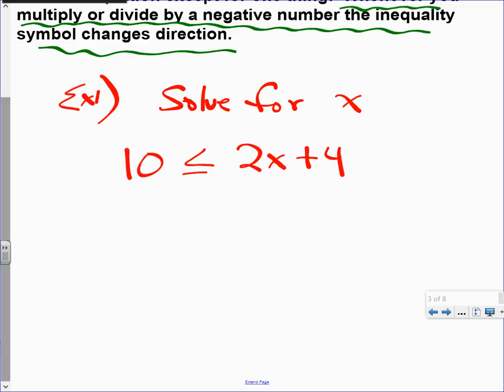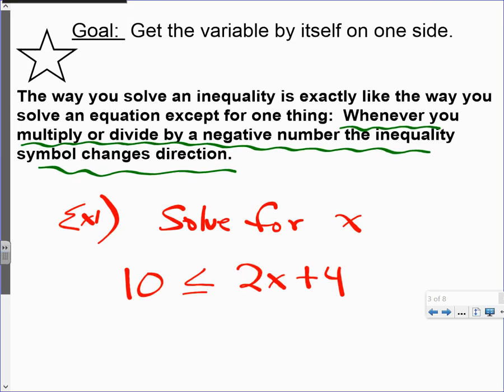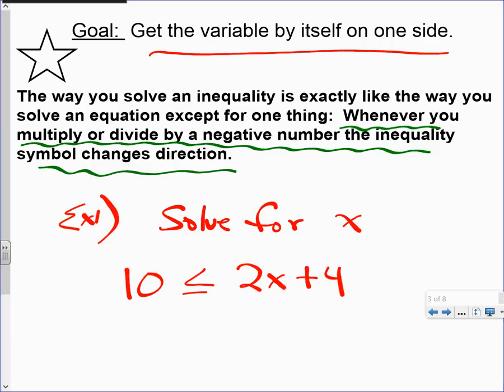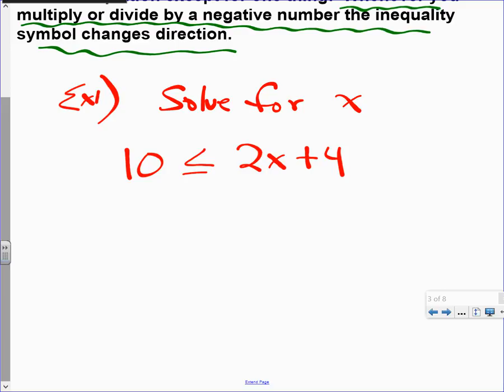All right. What's the goal? Well, Ronaldo, remember Ronaldo's picture a couple weeks ago? The goal, just like an equation, is to get the variable by itself on one side. Right now, the variable's on the right side of the inequality symbol. Let's get it by itself. We'll get rid of the 4, and then get rid of the 2. Remember, we get rid of the numbers farther from the variable first.